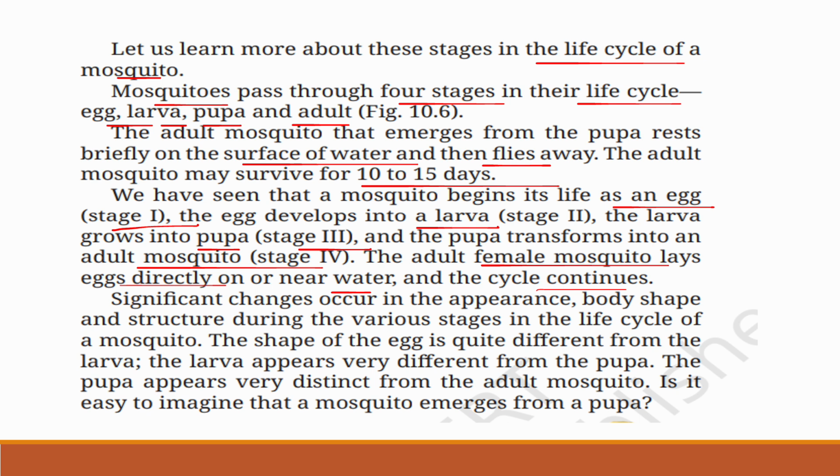Significant changes occur in the appearance, body shape, and structure during the various stages in the life cycle of a mosquito. The shape of the egg is quite different from the larva. The larva appears very different from pupa. The pupa appears very distinct from the adult mosquito. Is it easy to imagine that a mosquito emerges from a pupa?